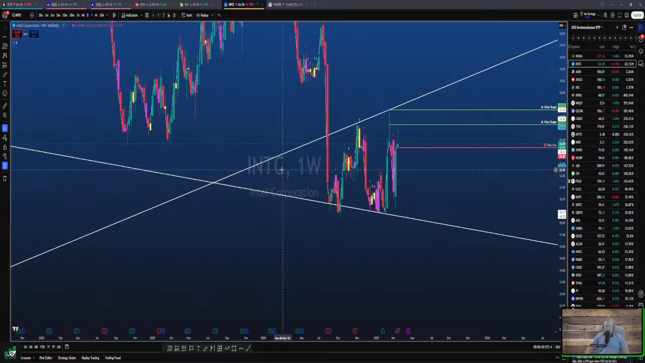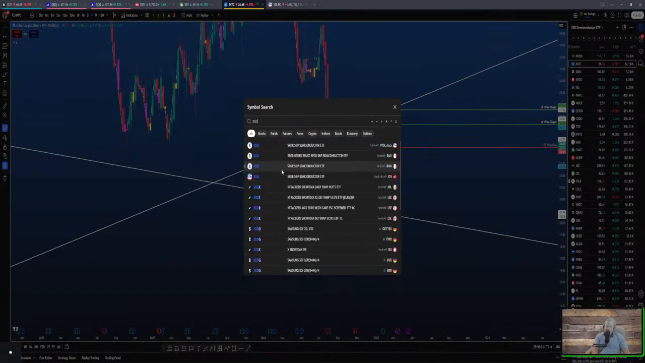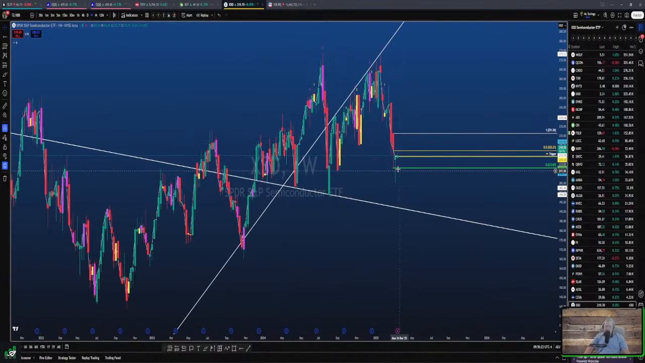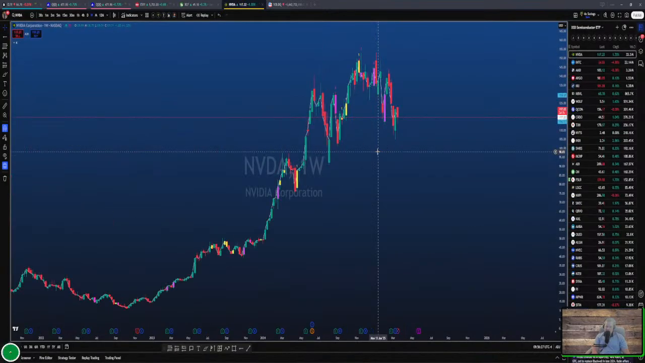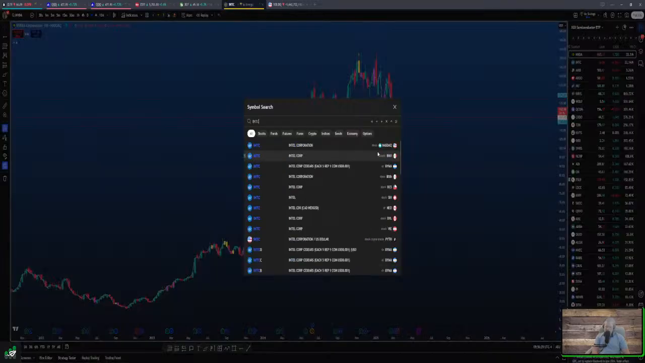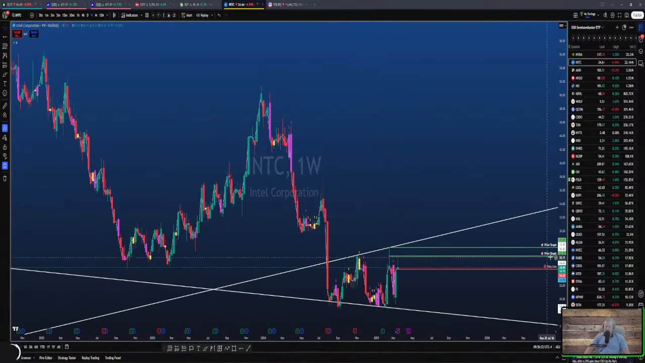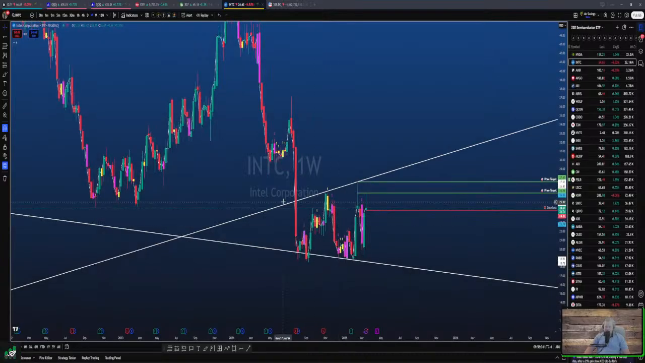And so the reason I went to Intel after looking at XSD is because I'm looking for strength in this sector. If I go over to NVIDIA, it's not looking too different, it's not looking too much stronger. Intel has already been at this broadening formation.